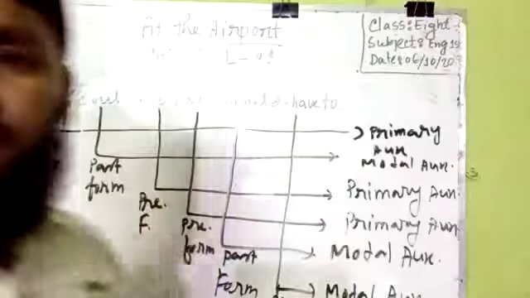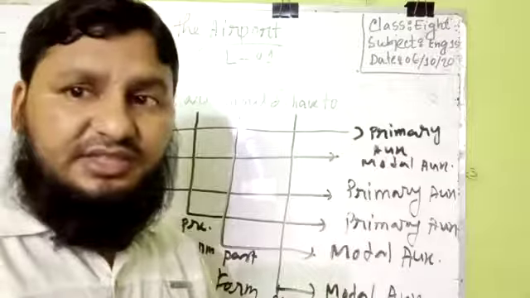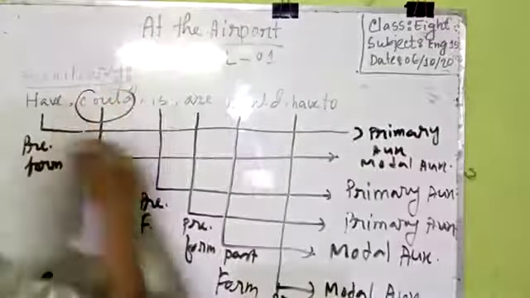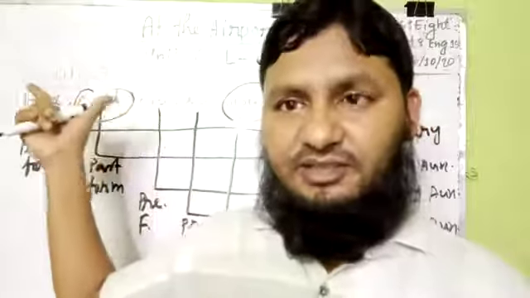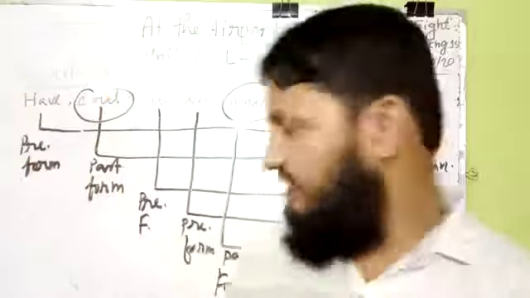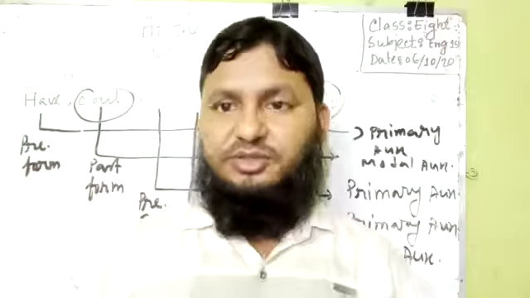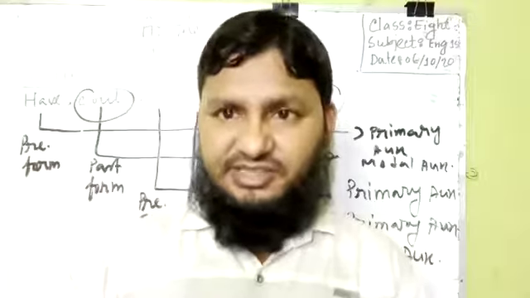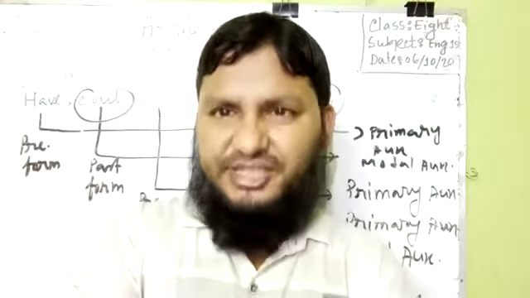From these auxiliary there are a few words which may be used in some other cases. Suppose could, would, have to. These three auxiliaries can be used in another sense. For example, could. If you make a sentence, could you lend your pen please? In this sentence, could has been used to mean request.